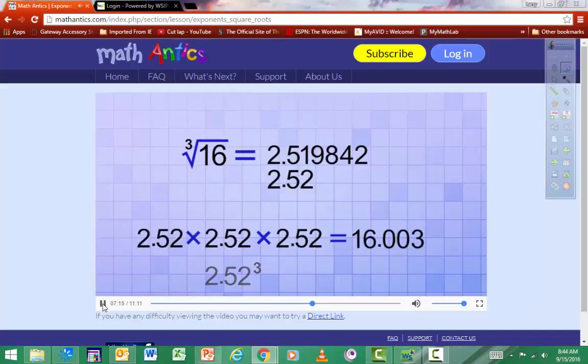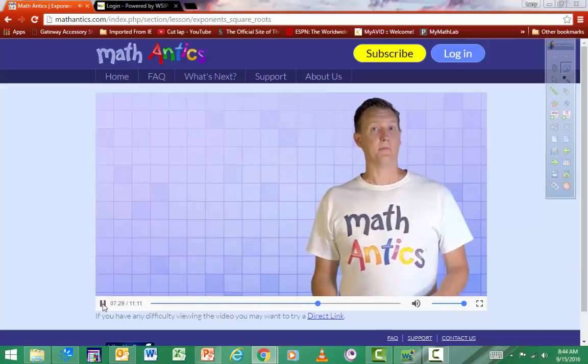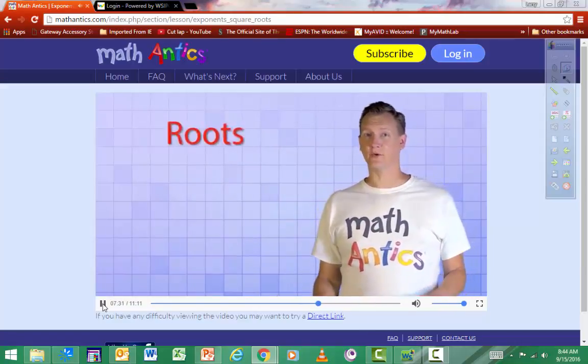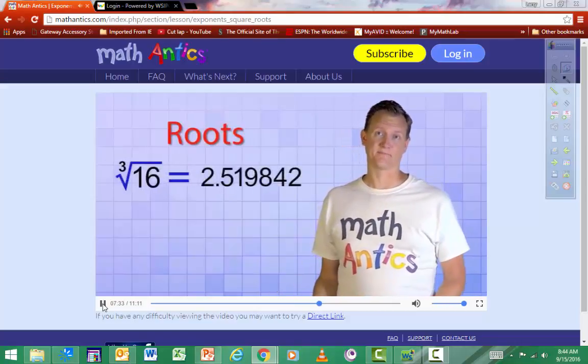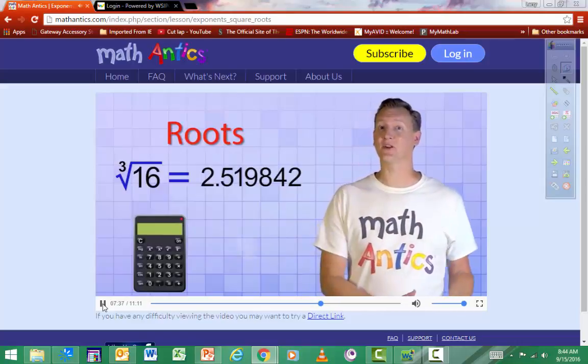16.003. Well, that's almost right. It's really close to 16, isn't it? The reason it's not exactly 16 is that we rounded the number off, which made it less accurate. But the more decimal digits we use, the closer we'll get to 16. In math, the vast majority of roots are complicated numbers like this, and they're hard to figure out unless you use a calculator or a special algorithm.